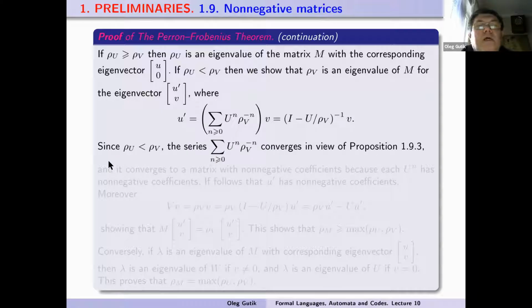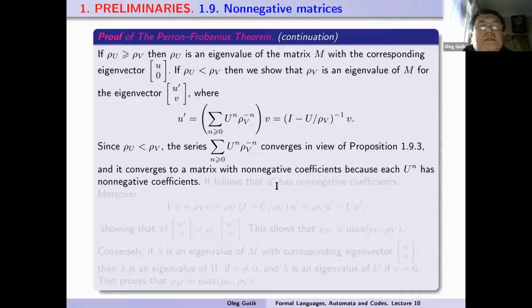Since rho U is less than rho V, the series converges by Proposition 1.9.3, and it converges to a matrix with non-negative coefficients because each power V^n has non-negative coefficients. It follows that U prime has non-negative coefficients.